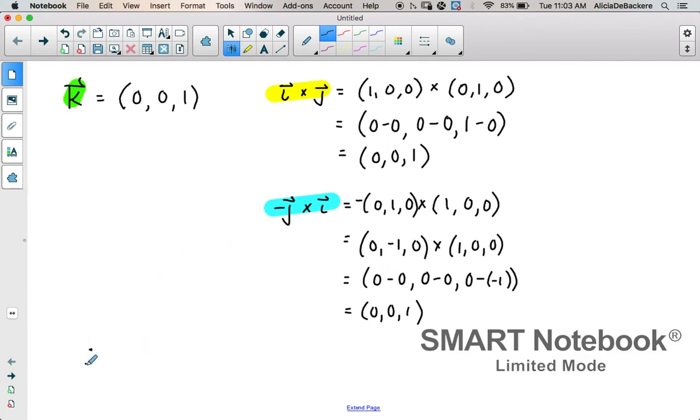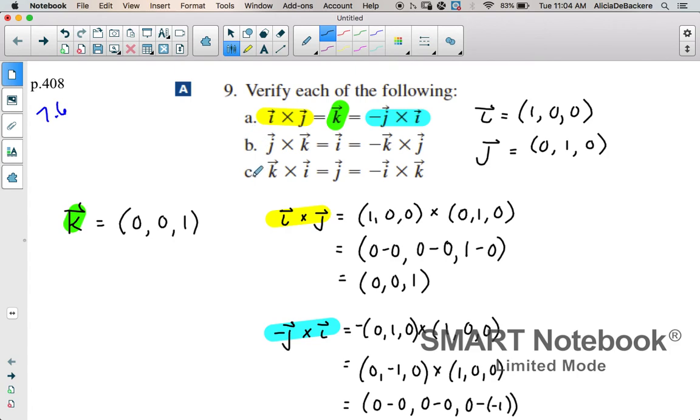And so then I would just write, therefore, we've proven that i cross j equals k equals negative j cross i. And then the answers for B and C will be a similar idea.